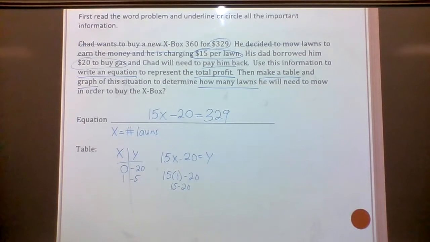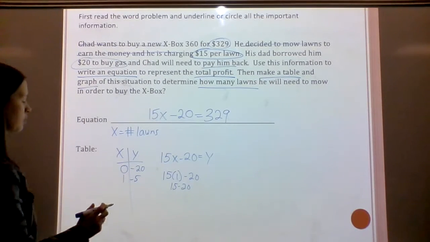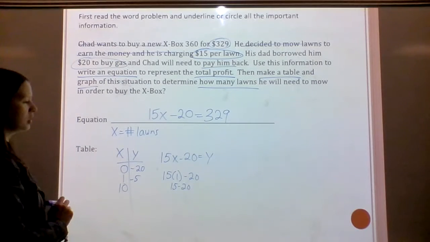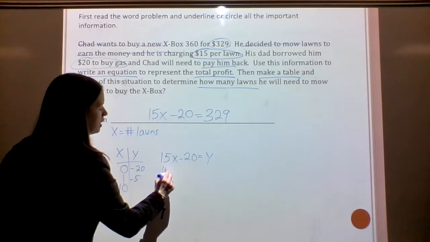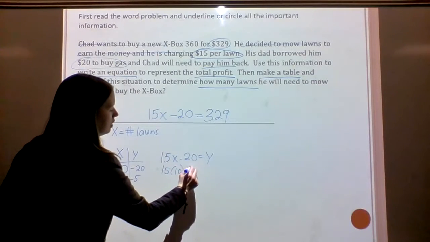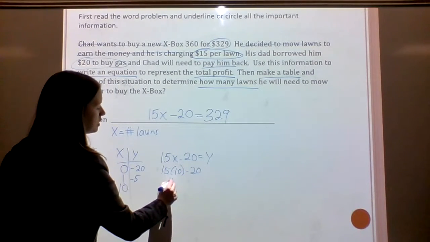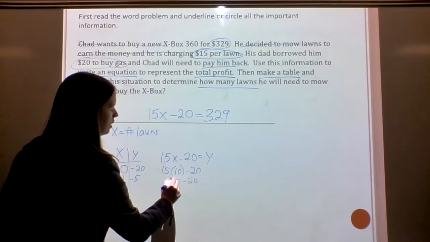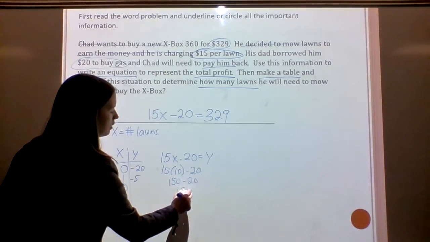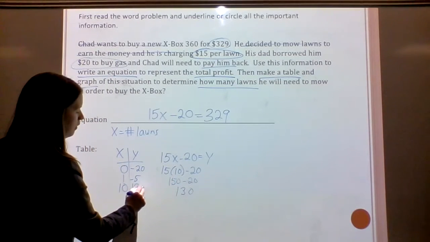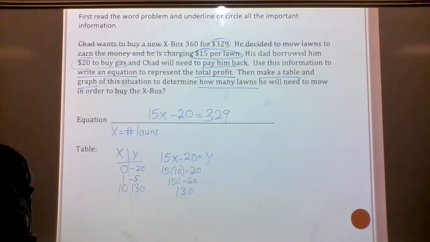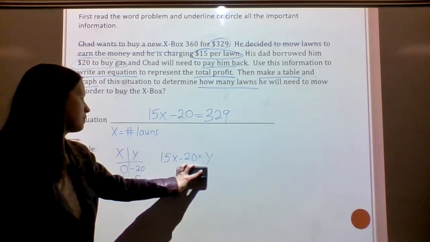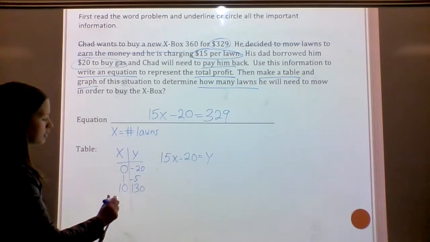Let's jump up a little bit. We know he's going to have to mow quite a few lawns. Let's go to 10. So he mows 10 lawns. We take 15 times 10 minus 20. That's 150 minus 20, which leaves us at $130. Is he at his $329 yet? No. Let's make a bigger jump. Let's go to 20.